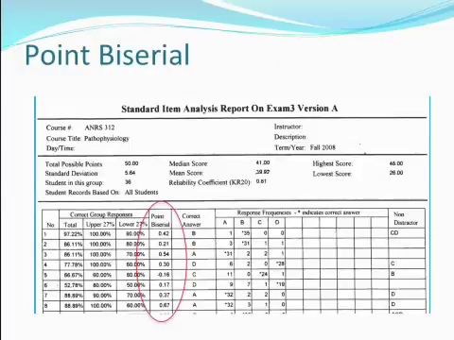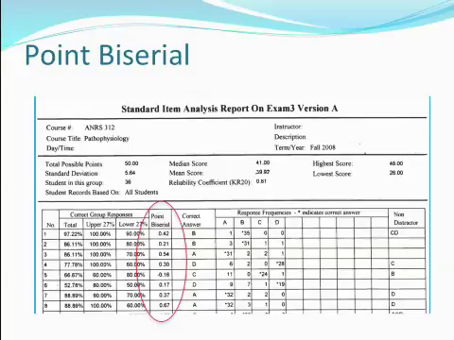Now, let's talk about the point biserial. This is a calculation of test item discrimination. It's used to judge the quality of the question. It tells us how much predictive power a test item has and whether students who would be expected to answer a question correctly, the upper 27%, are actually doing so.